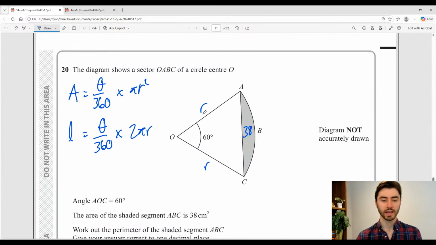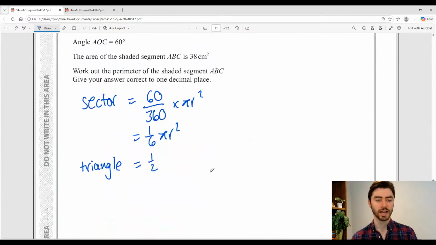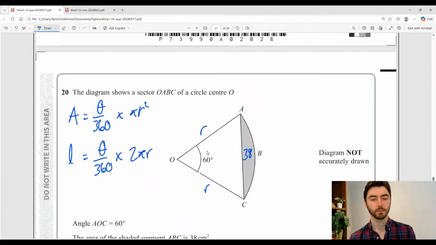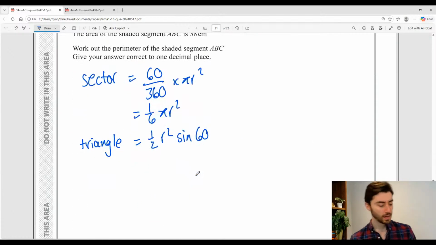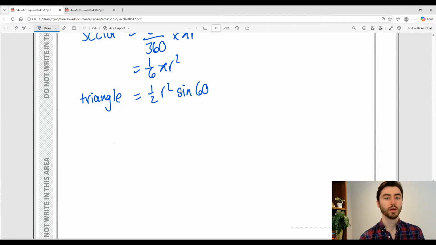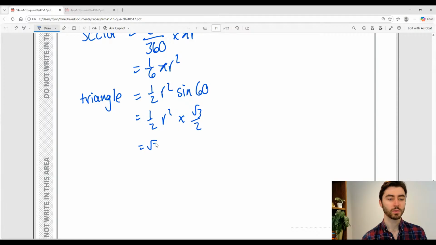Now, the side lengths are R and R. So it's half times R, and then sine 60 in between. Half AB sine C. Now, sine 60 is a special value. Sine 60 is root 3 over 2. So that's a half R squared times root 3 over 2, which combines to give me root 3 over 4 R squared.